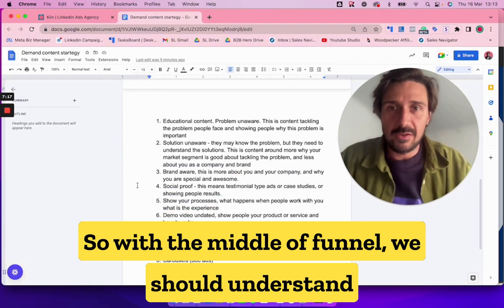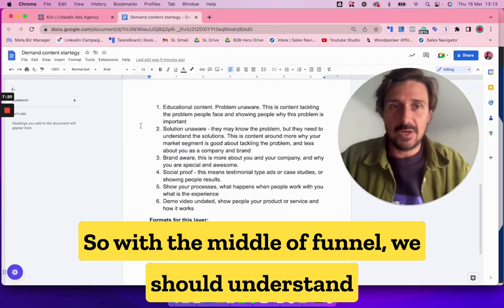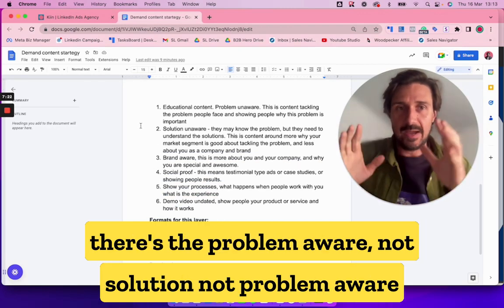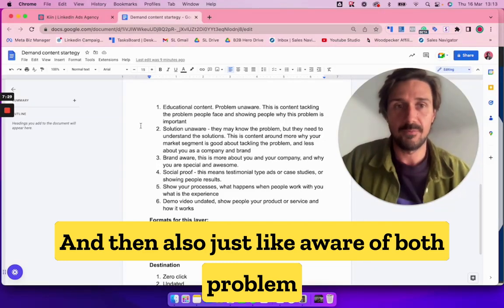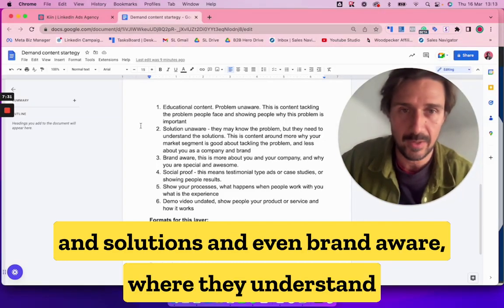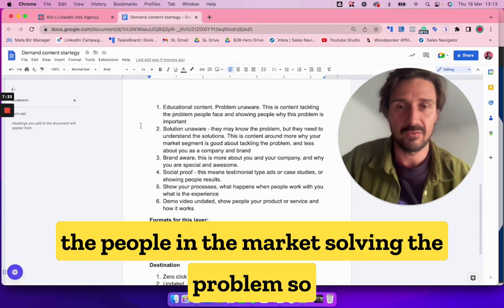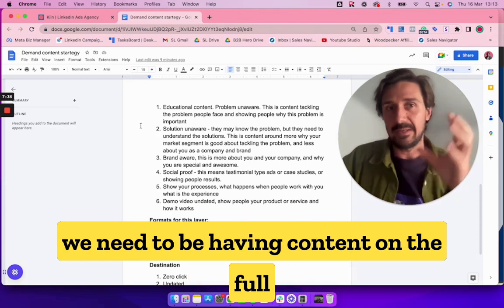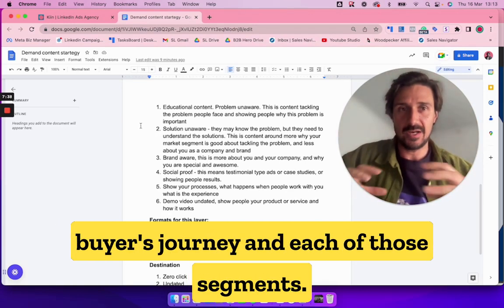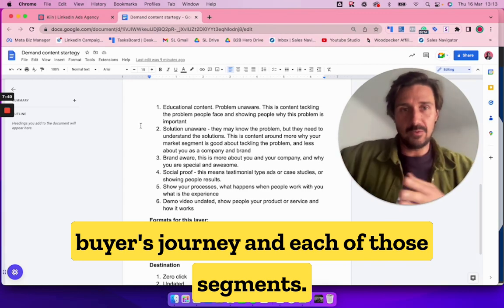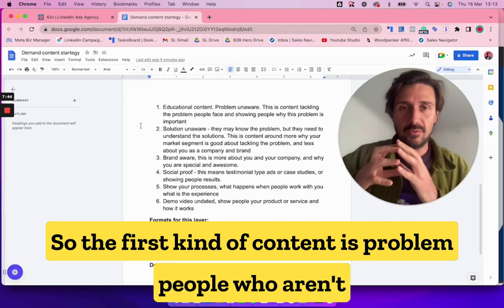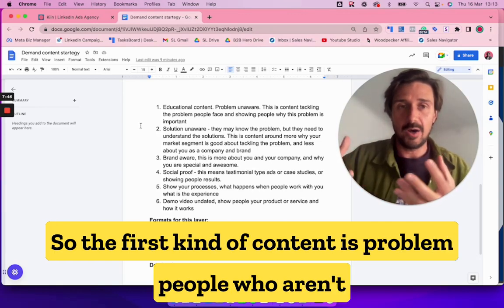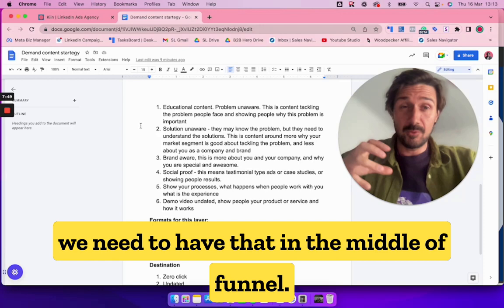So with the middle of funnel, we should understand there's not problem aware nor solution aware, problem aware but not solution aware, and then also aware of both problem and solutions, and even brand aware, where they understand the people in the market solving the problem. So we need to have content on the full buyer's journey and each of those segments. We can bucket that out. The first kind of content is for people who aren't aware of the problem, which is top of funnel stuff, but we need to have that in the middle of funnel.